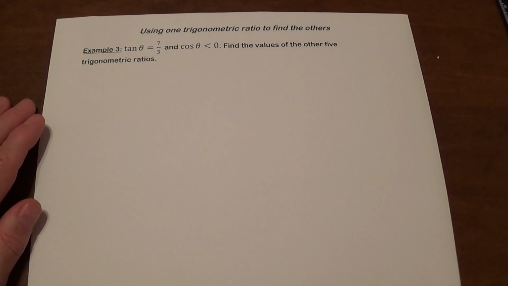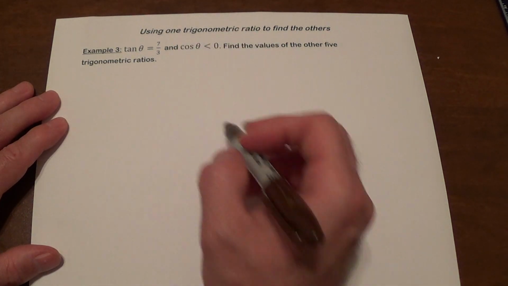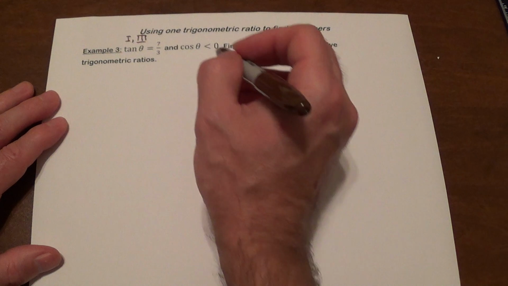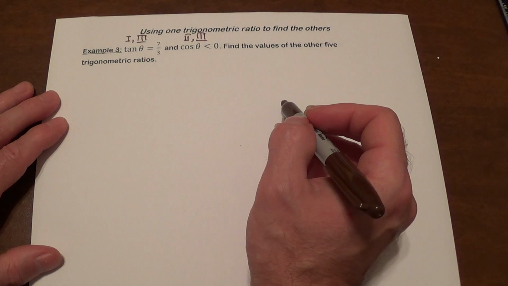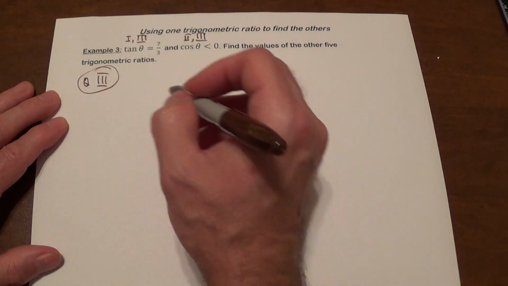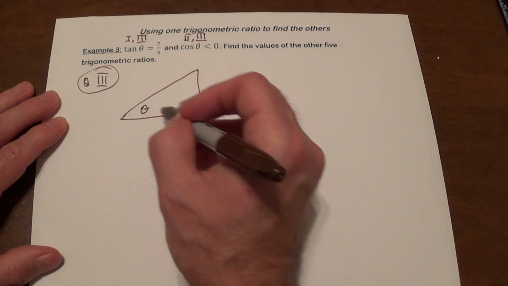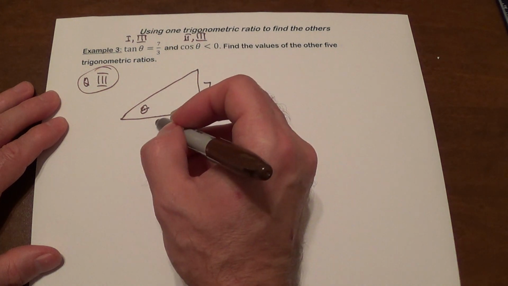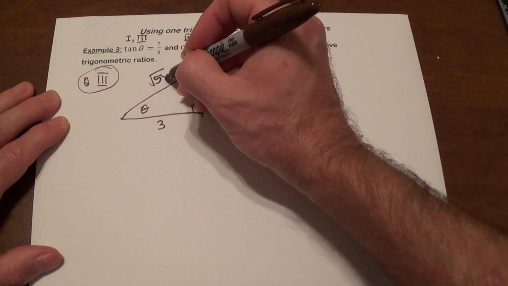Next example, we have tangent that's 7/3 and cosine is negative. So tangent is positive in quadrants 1 and 3. Cosine is negative in quadrants 2 or 3. So that places us in quadrant 3. So let's make a triangle. Right triangle, put angle theta here. So we are given a tangent that's opposite over adjacent, and the hypotenuse will be square root of 58.